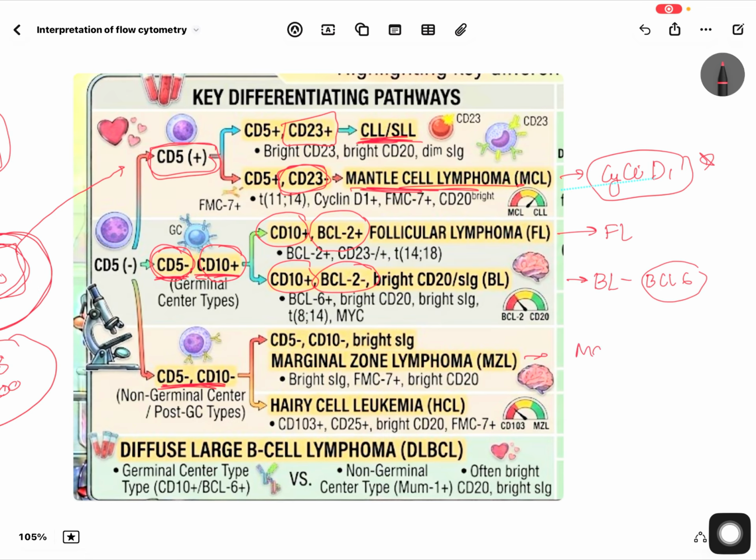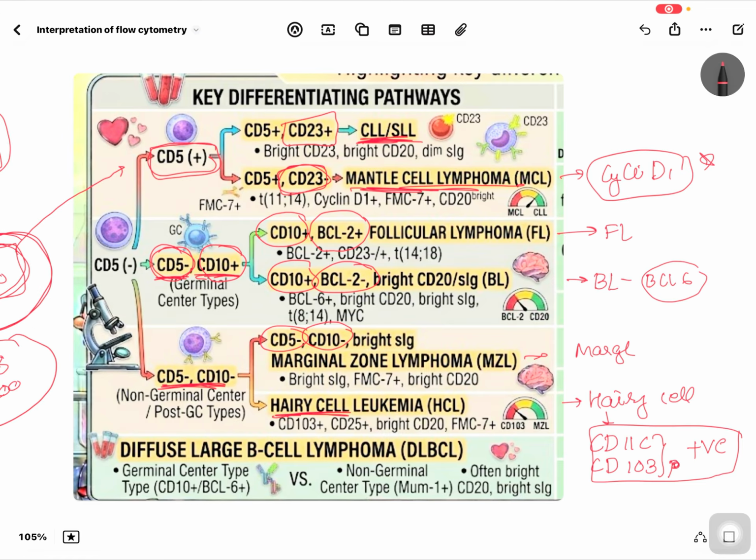So this is nothing but marginal cell lymphoma, and second one is hairy cell leukemia. So in hairy cell leukemia, it is CD5 negative, CD10 negative. Apart from that, it is CD11c and CD103 positive. Okay, so this is the most important thing.